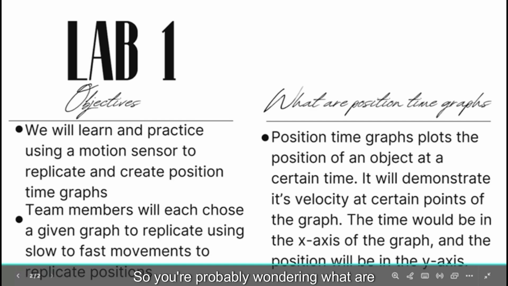So you're probably wondering, what are position time graphs? Position time graphs plot the position of an object at a certain time. They demonstrate its velocity at certain points of the graph, as well as the resting points of the object. The time will be on the x-axis of the graph, and the position will be on the y-axis.